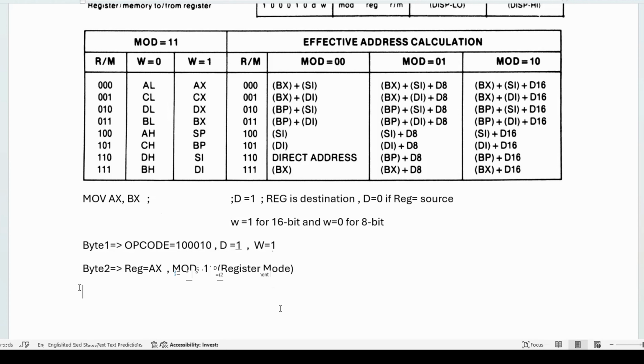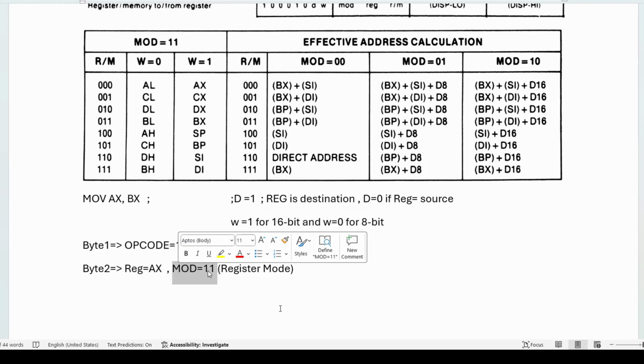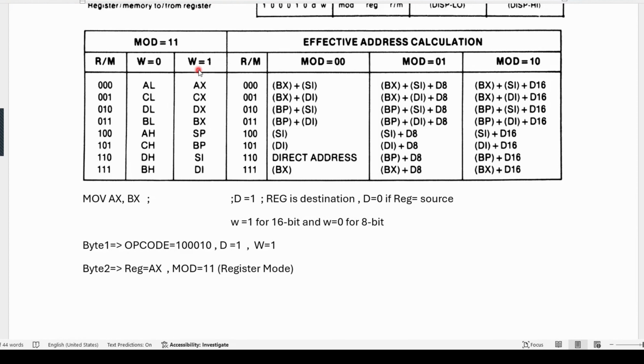Now, the next thing that I'm going to decide is REG. If you look at REG, when we were deciding the D bit, we have already decided. Now we just need to convert it into binary. And how can you do it? Once you know the mod equals 1, 1, we will go to this table, in the first column, mod equals 1, 1. And in the first column, we will check W equals 1, because the size of operation was W equals 1. We have already decided it.